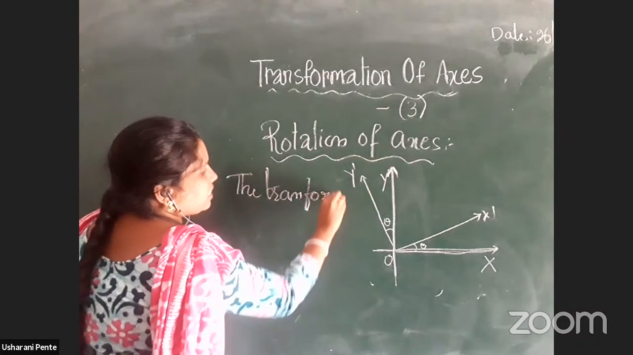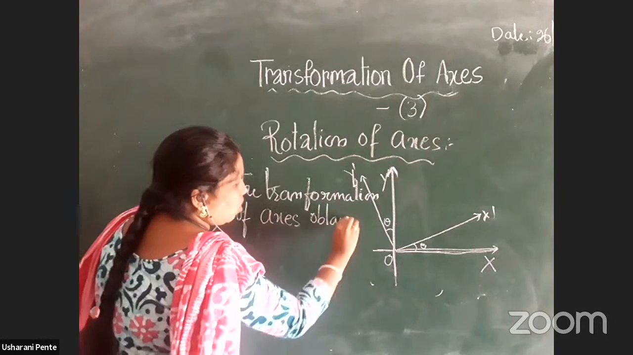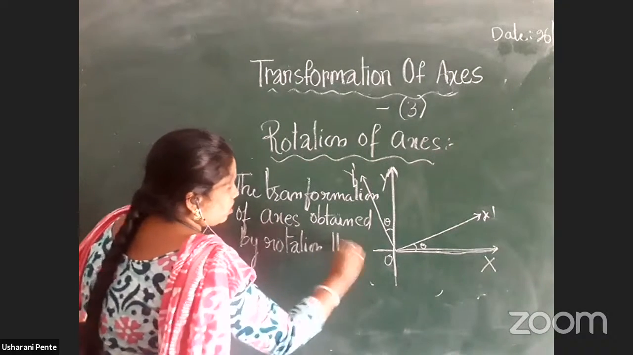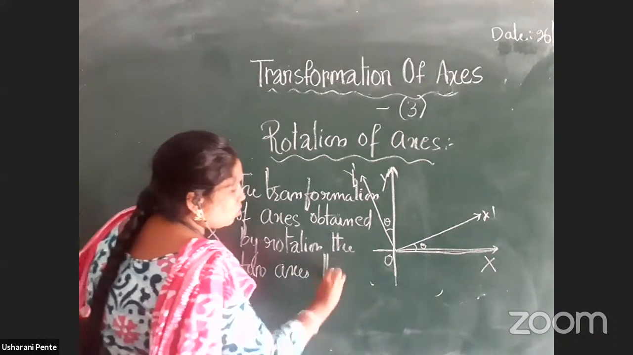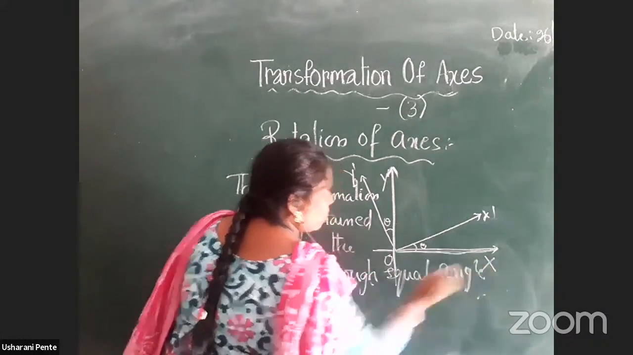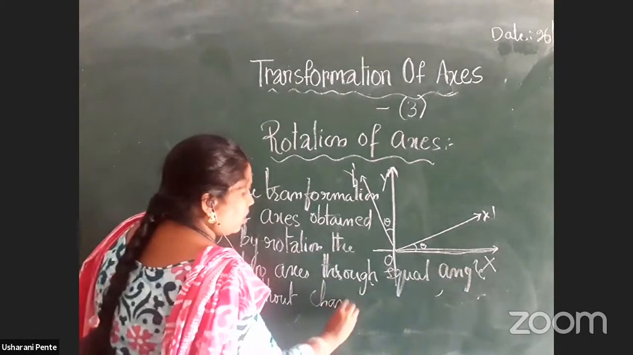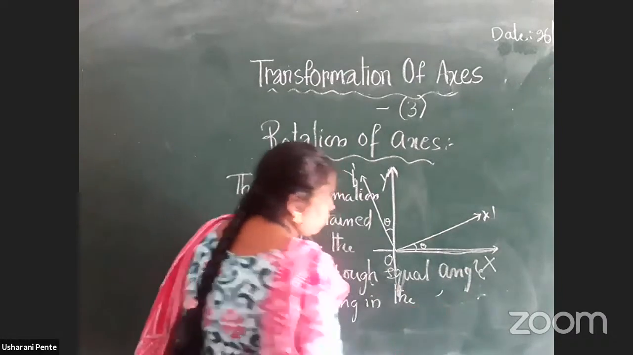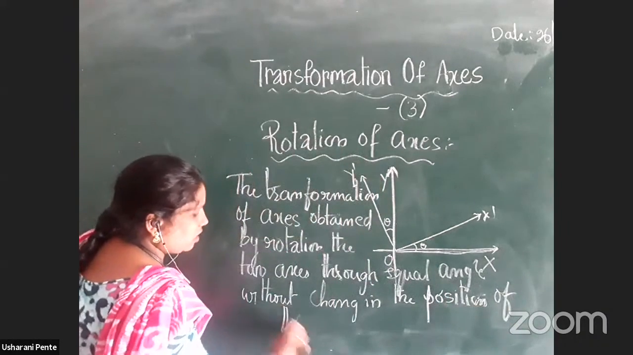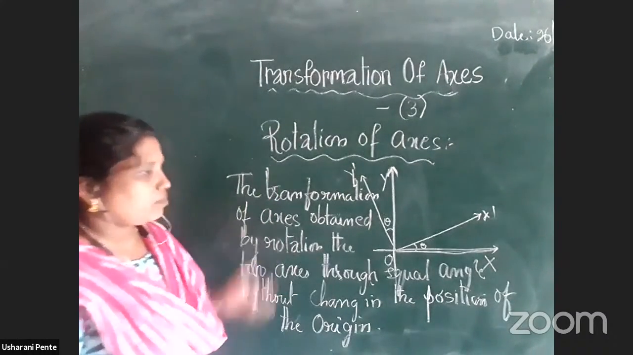The transformation of axis obtained by rotating the two axes through equal angles without change in the position of the origin is nothing but the rotation of axis.